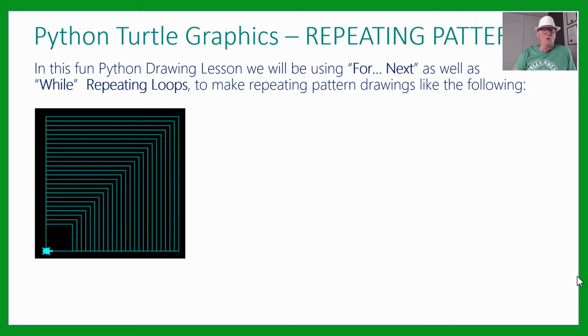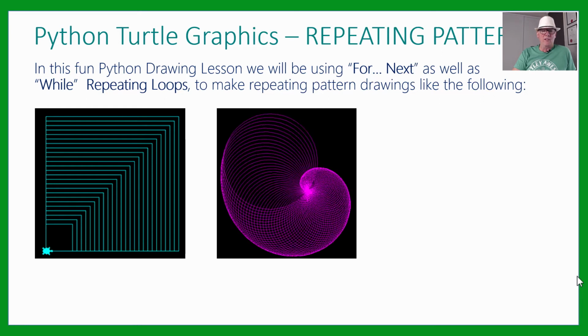So we can use those sorts of loops here to have this repeating squares program here on the left. You can see the turtle draws one square, then he does a bigger one and a bigger one and a bigger one till we get this kind of tunnel of squares, which is really nice. And this one here is a twisted tube of circles. So we're going to do that using repeating loops as well.